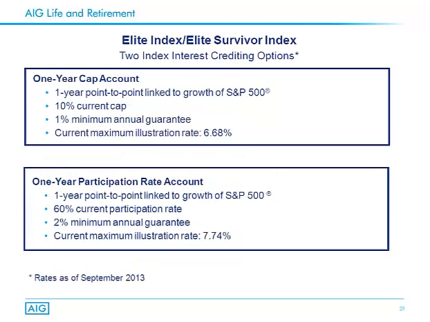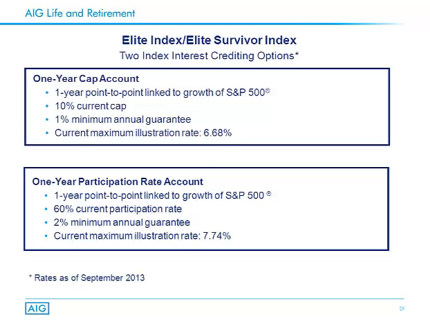But again, the two options you have, both are 1-year point-to-point. The 1-year point-to-point cap option looks a lot like that 1-year point-to-point on the Choice. The cap is a little bit lower. It's a 10% cap. It's got the 1% guarantee, and the max illustrative rate is 6.68, just based on the S&P 500. The other option is the 1-year participation rate.